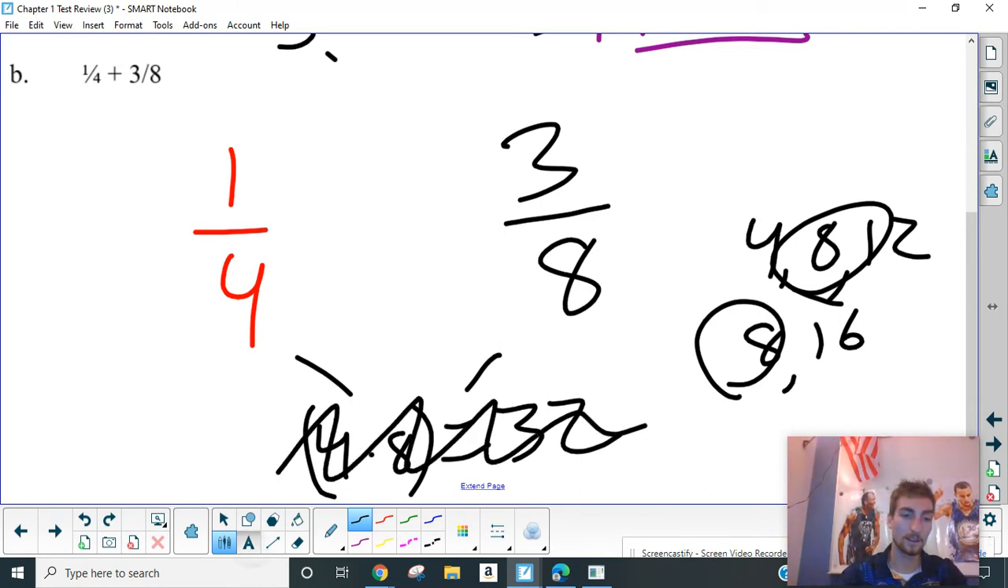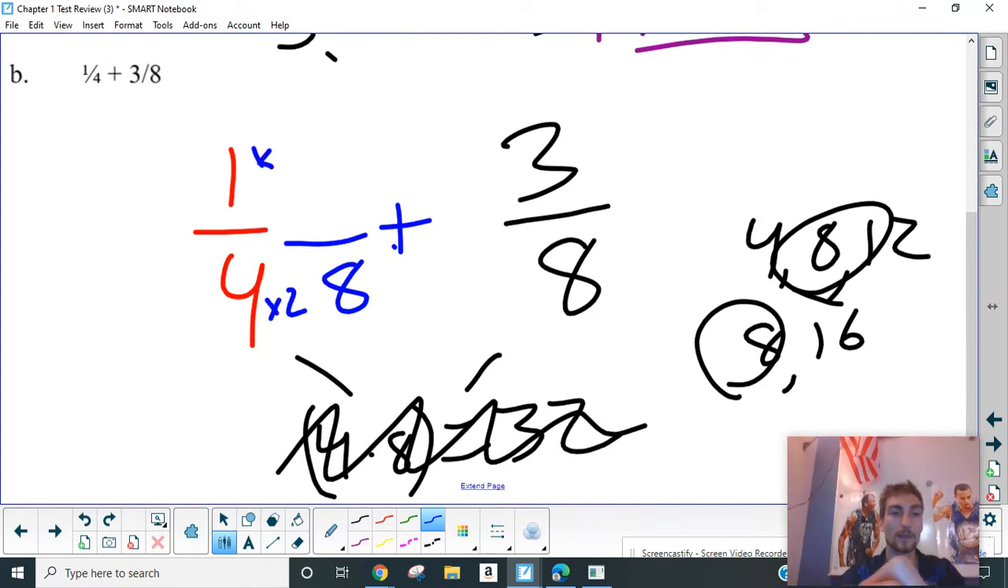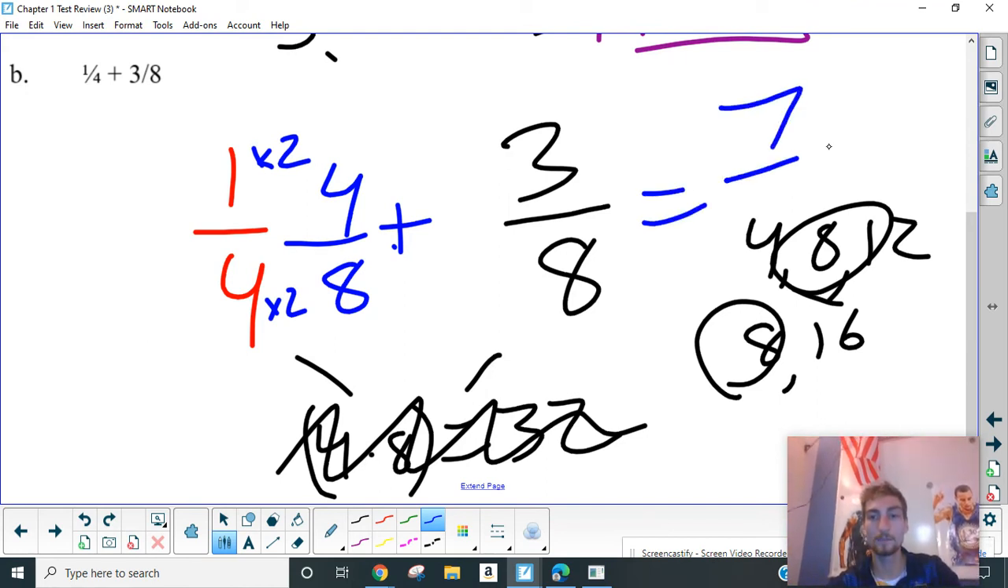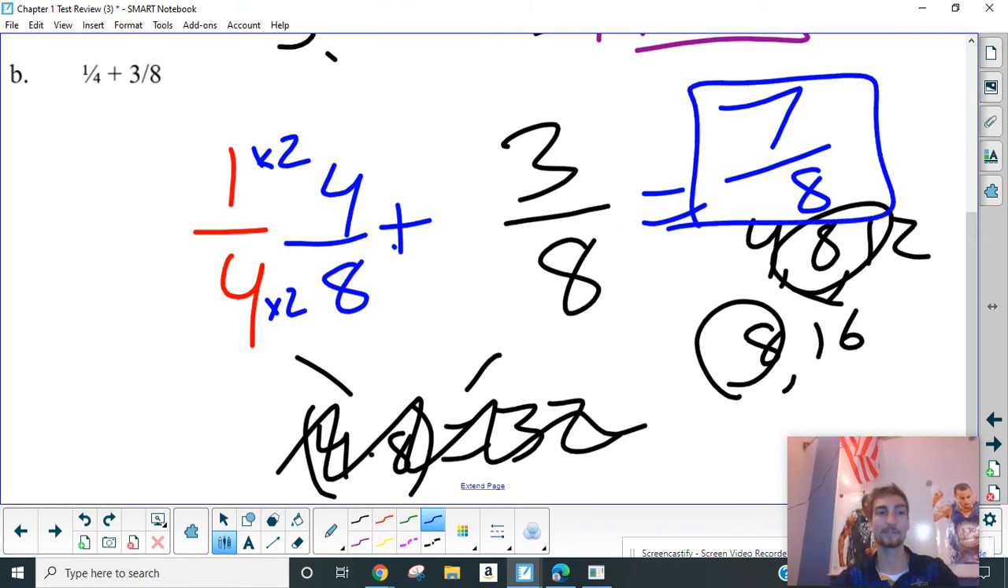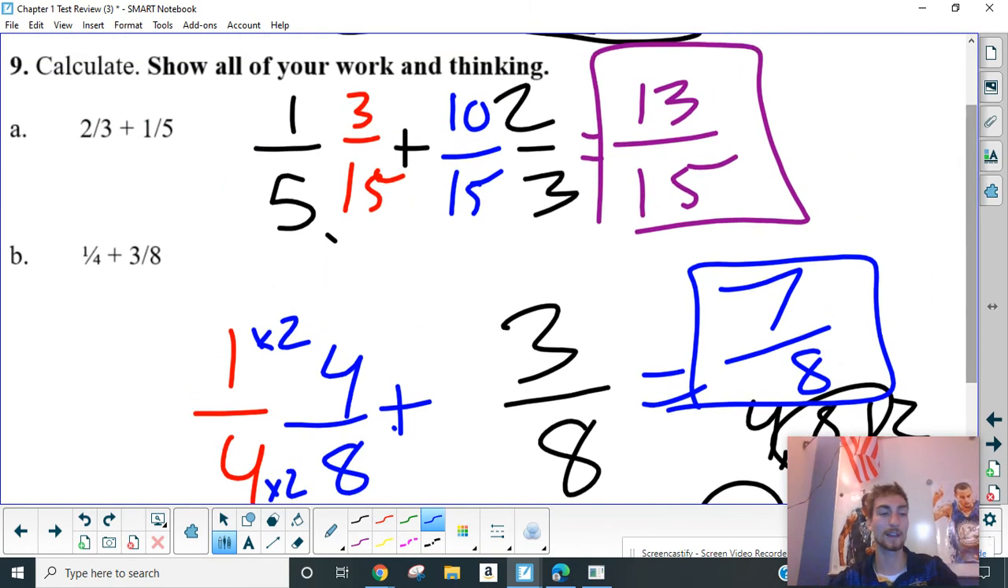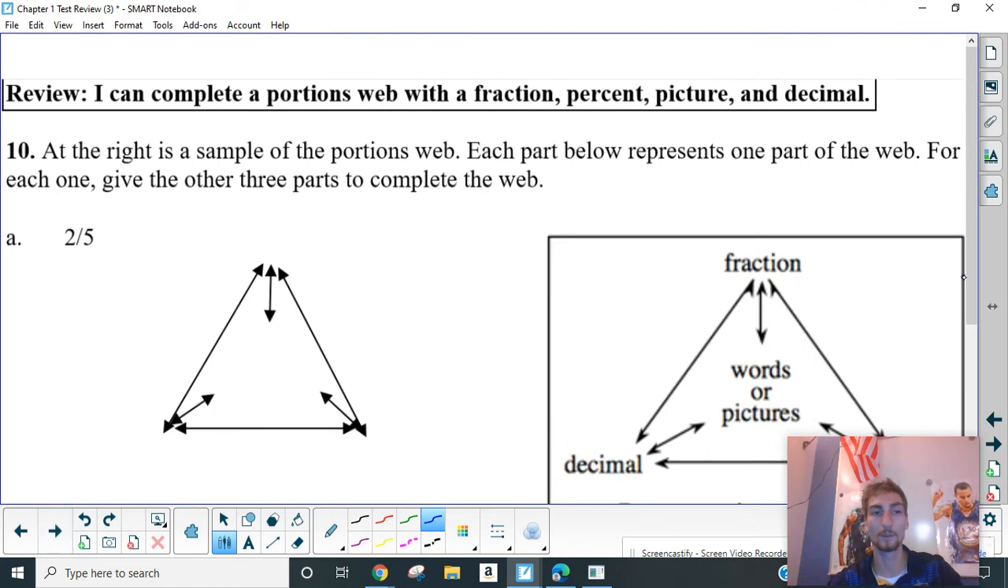All right, what does 1/4 turn into? Well, that would turn into something over 8. And we multiply by 2 to get to 8. So we multiply 1 by 2, and then we end up with 2. So if we just add across the top, we have 5 over 8. Look at that, and we showed our work, and we circle our answer, so that way Mr. Nelson knows exactly what we're looking for.